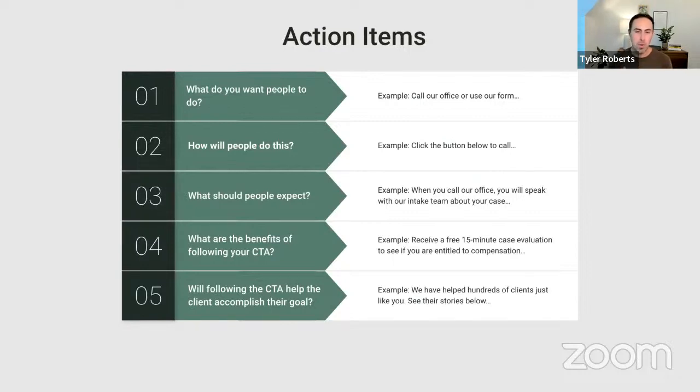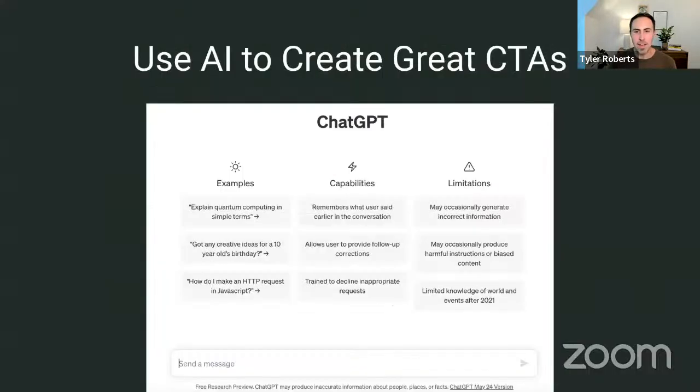And then you want to figure out how following the CTA will help the client accomplish their goal. So remember, you want to sell the vacation, not the flight. They aren't wanting to call a law firm, but what they want are answers to their questions. They want to solve their problem. So figure out what their problem is and show them how following the CTA is going to help them solve that problem.